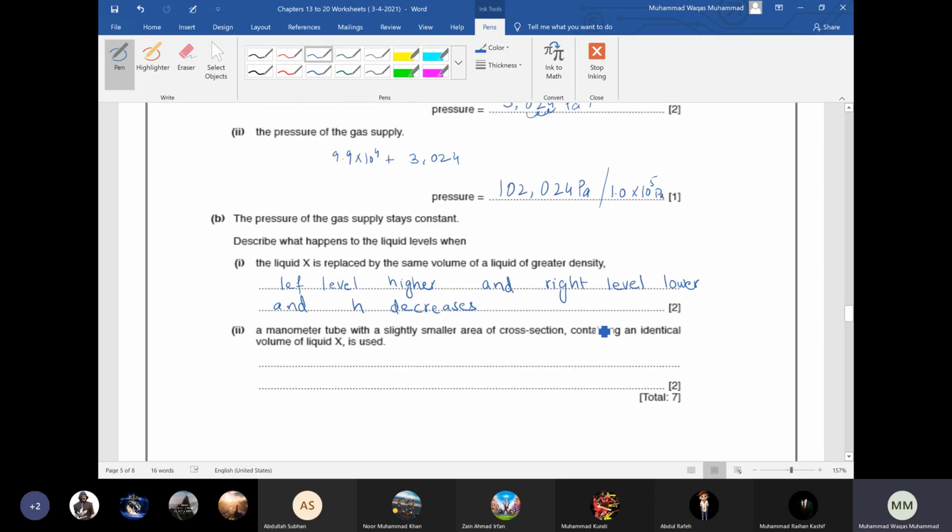Next question, beta. A manometer tube with a slightly smaller area of cross section containing an identical volume of liquid X is used. Now, an identical volume of liquid X is used, but the tube of the manometer is narrower. It has a smaller cross sectional area. Right, beta? So, can anyone tell what will happen?